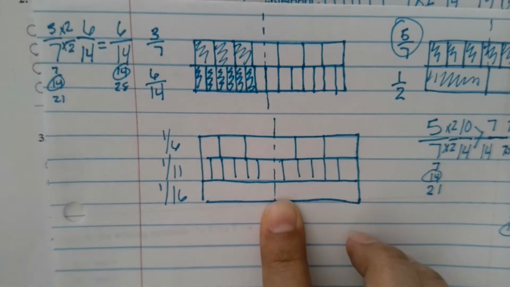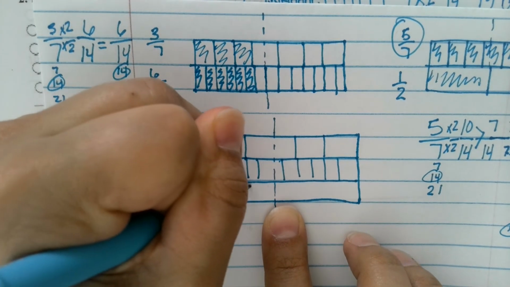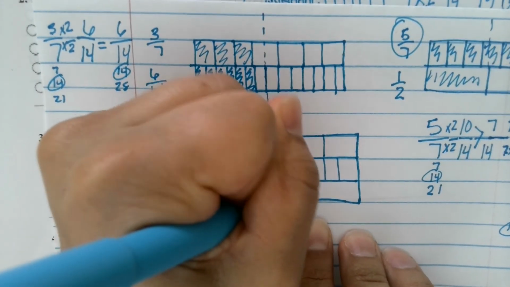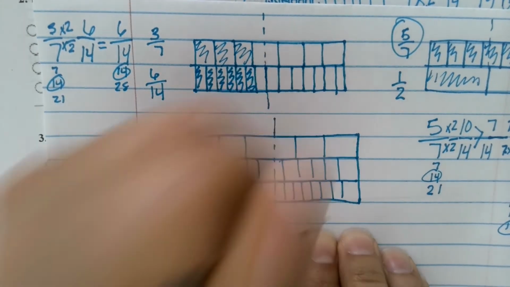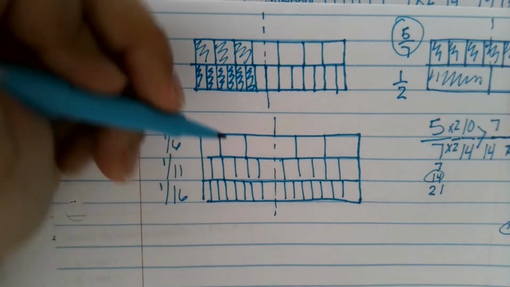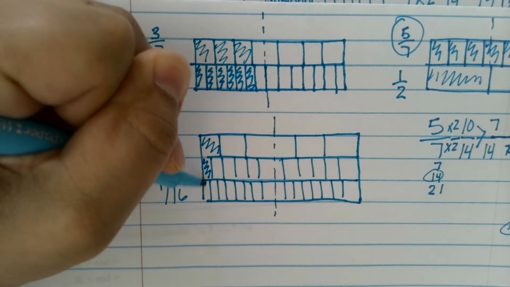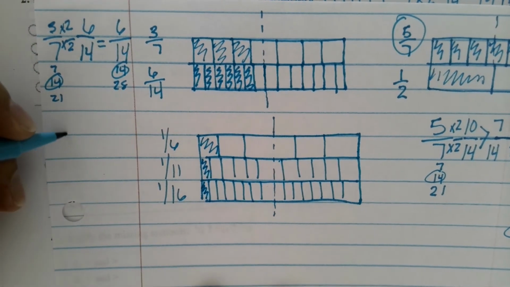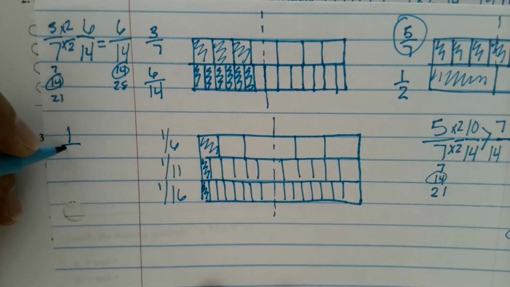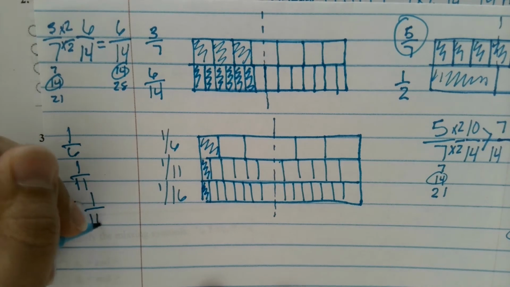16ths are easier. There has to be 8 on each side. All right, so we have 16. So 1/6, 1/11, 1/16. So we can see here, if we're looking for the greatest, 1/6 is the biggest, 1/11, and then 1/16 would be the smallest.